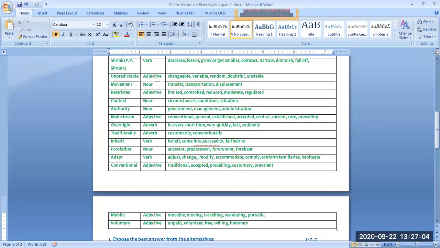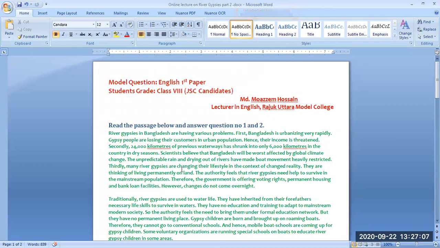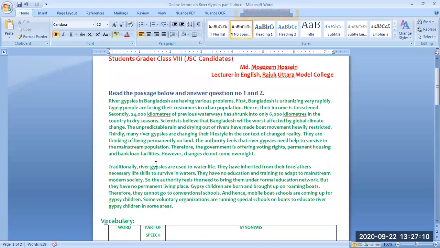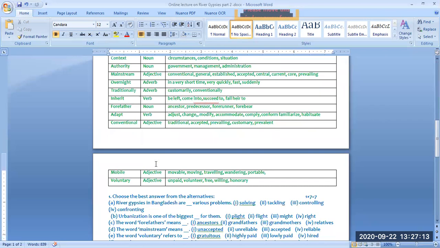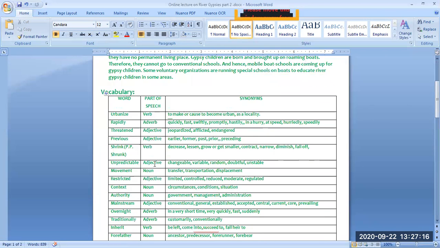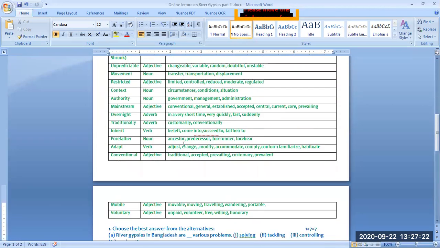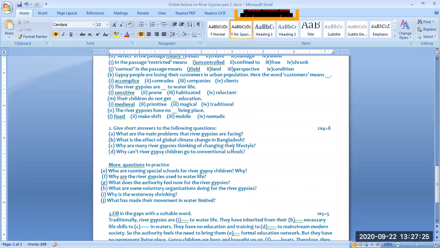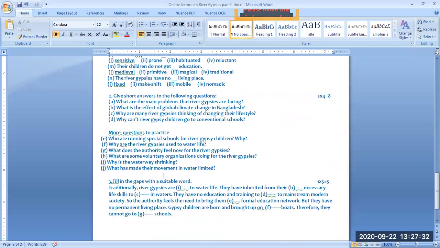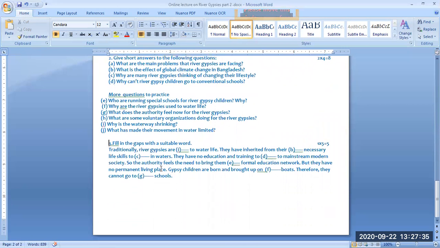Okay, so we discussed question number 1, 2, and 3, and we have selected this passage river gypsies, but you should prepare yourself in the same way from every important passage of your textbook. At first you should read the passage, then you should try to find out the meaning or synonym of these words, and then you can practice some MCQ and some questions answered from a standard model question book, or you can make these questions yourself. Then you must practice this gap filling, because there are some students who are not able to use the correct word here. So you must be very serious about each and every lesson of your textbook.